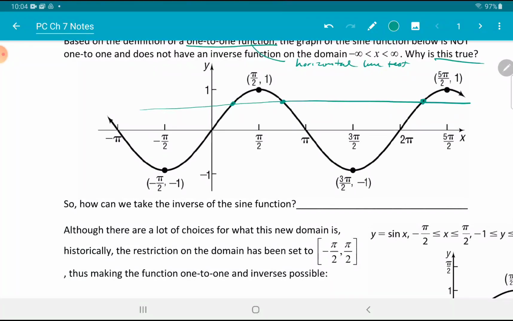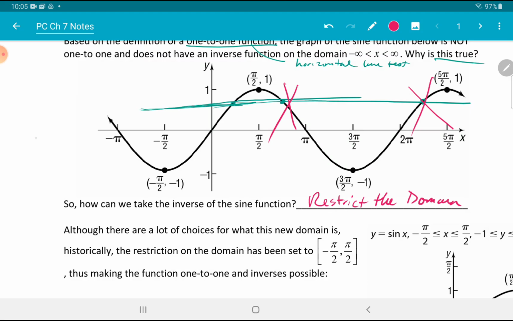So how can we take the inverse of a sine function? Well, if we need it to pass the horizontal line test, we can only have this graph pass the horizontal line at one location. So we don't want the extra locations. We can't have this part of the sine graph. We can't have this part of the sine graph. What we're essentially doing is we have to restrict the domain.